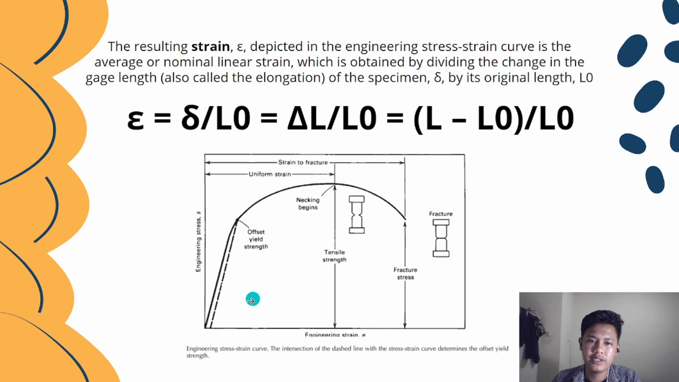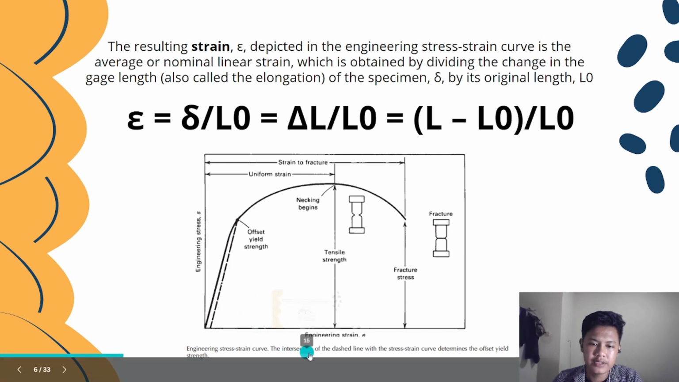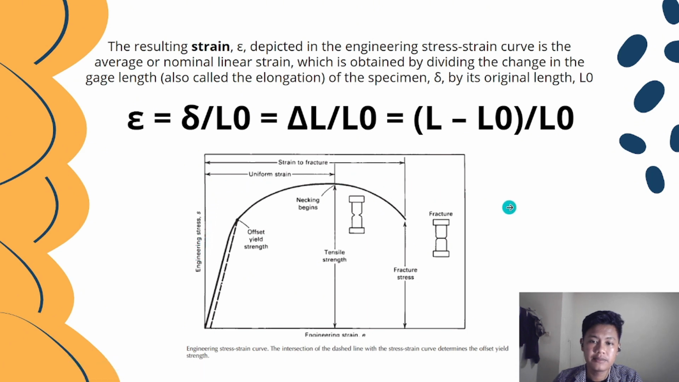So we can see below the stress-strain curve. The intersection of the dashed line with the stress-strain curve determines the offset yield strength. So we can see the stress-strain curve in here. We can see the offset yield strength. So here is where necking begins, and the final is the fracture strength.